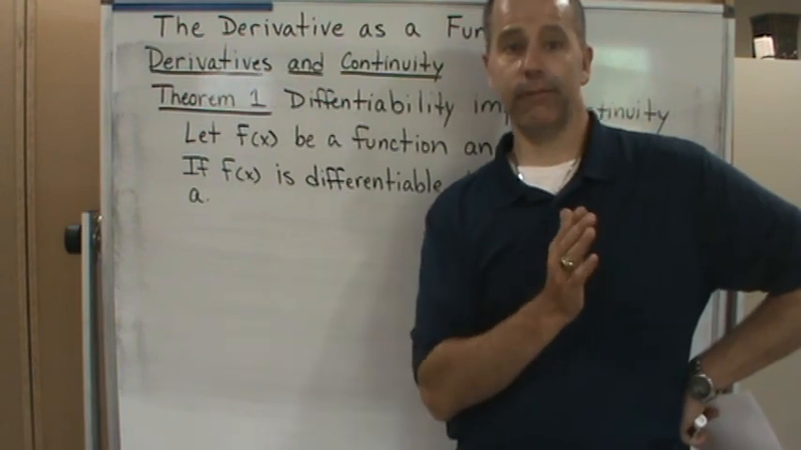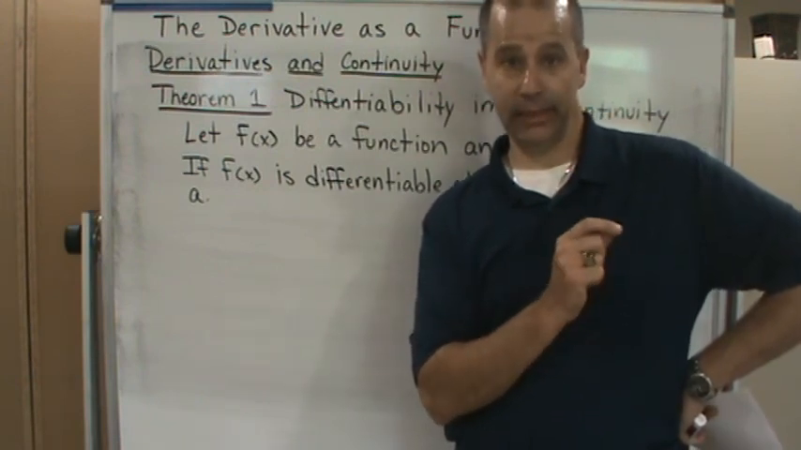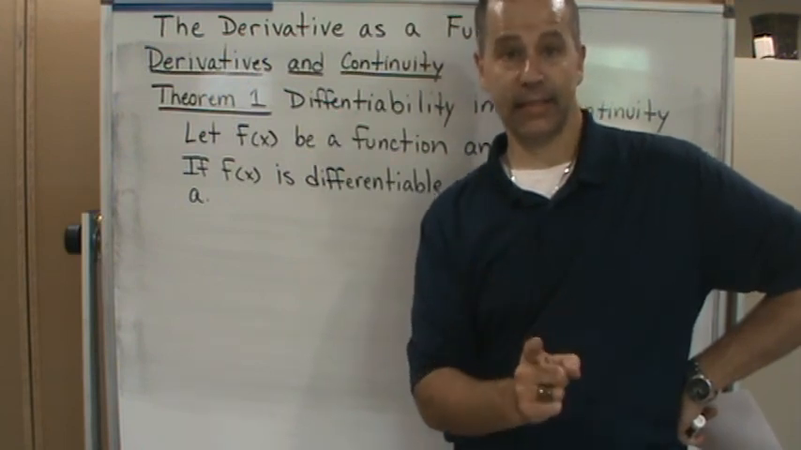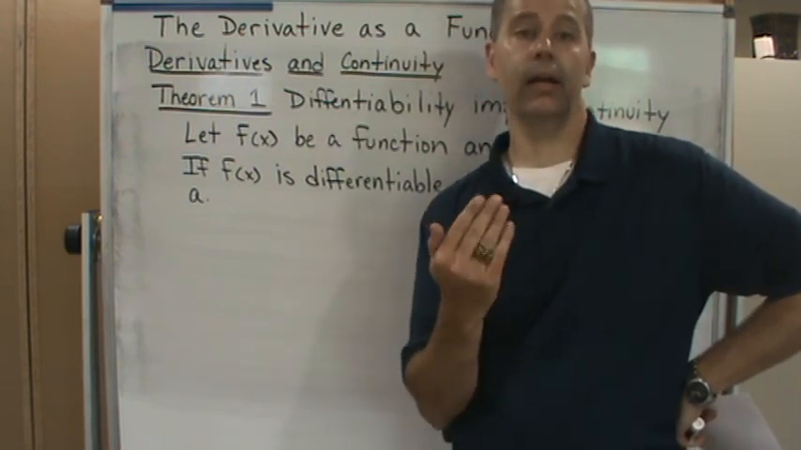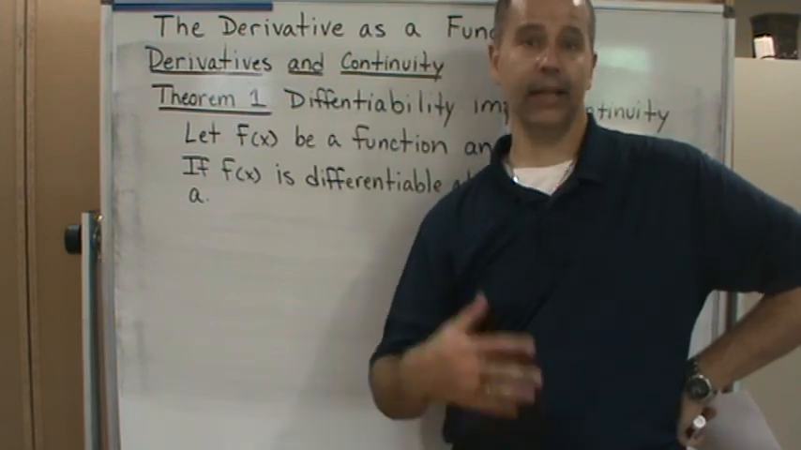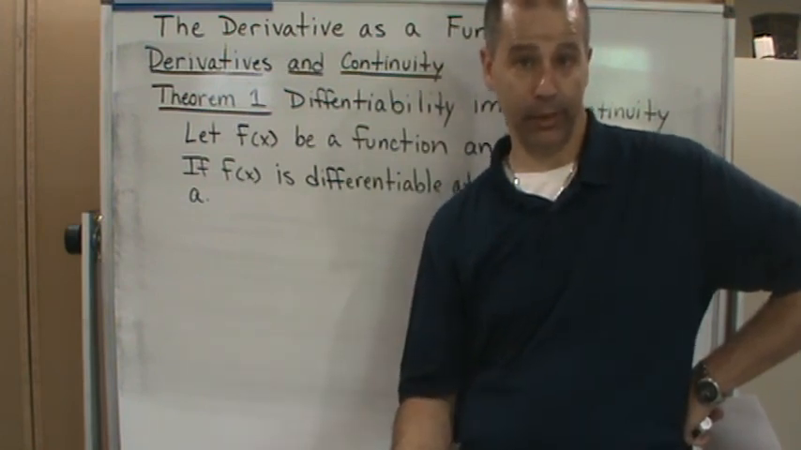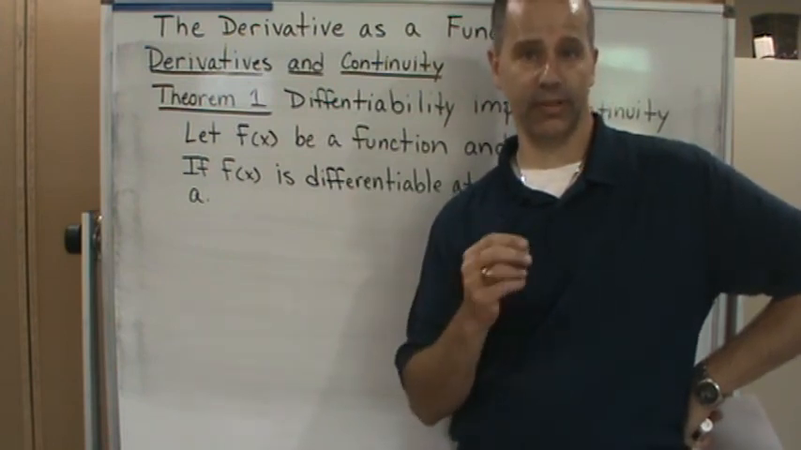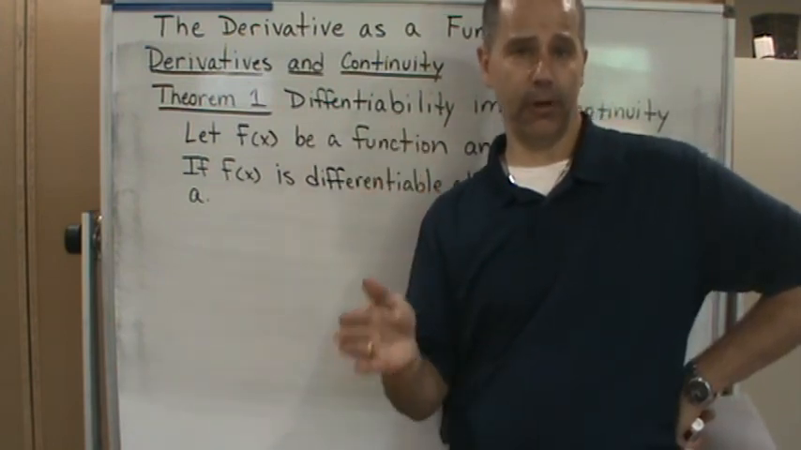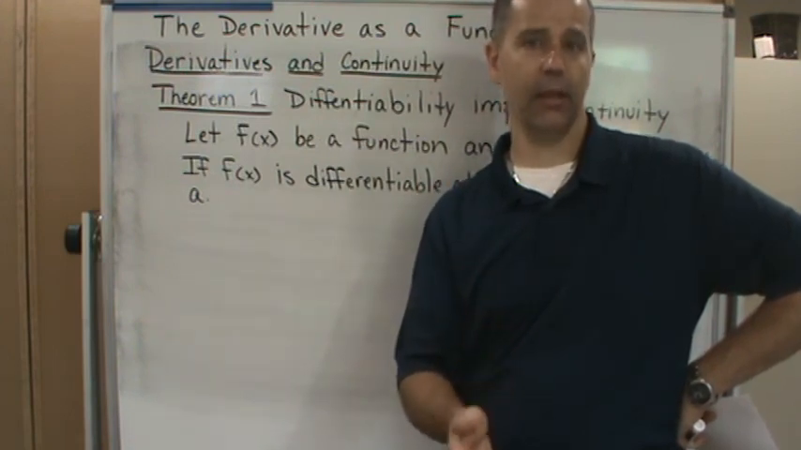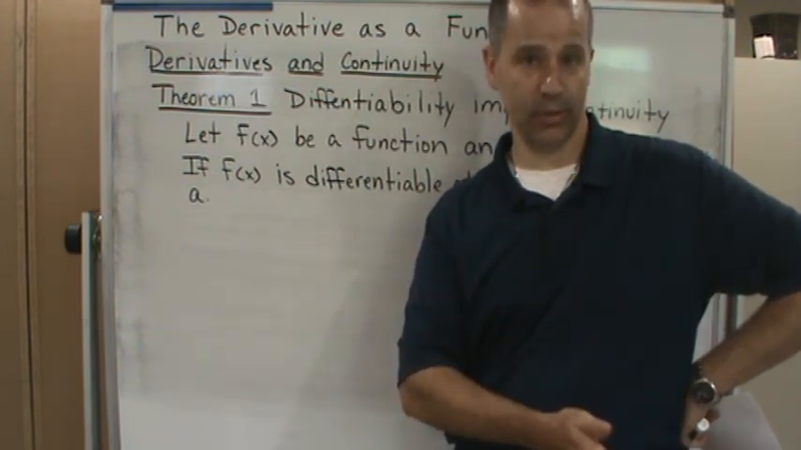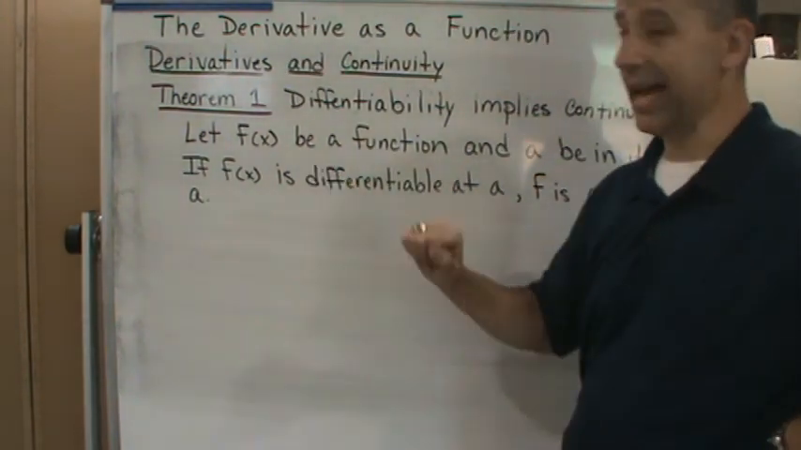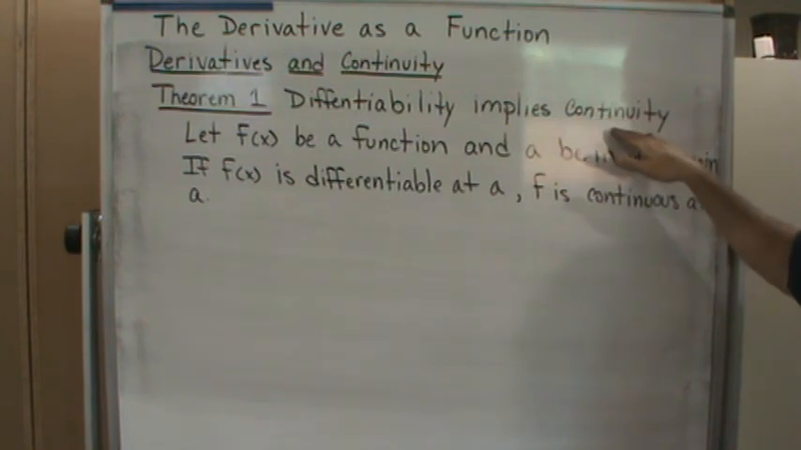Just because a function is continuous at a point doesn't mean that it is necessarily differentiable at that point. In fact, it may not be differentiable at that point. Okay? So this only goes one direction. So this is an implication. If the function is differentiable at a point, then it must be continuous at that point. And that's the focus of this theorem. So Theorem 1 says differentiability implies continuity.